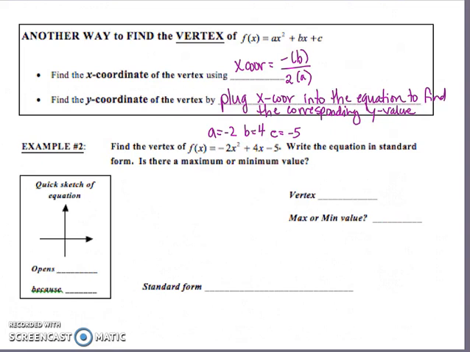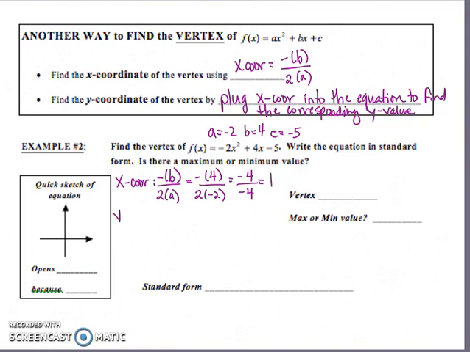our c value is -5. So if we're going to find our x-coordinate by taking the opposite of b over 2 times a, for this equation, that's going to be the opposite of 4 over 2 times -2. So this is going to become -4 over -4, which gives us an x-coordinate of +1.